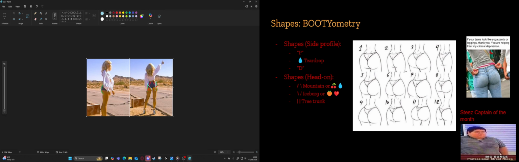She is a good example where we get pretty close to having a P shape, right? We get kind of close to a P shape here. It's very, very subtle though.